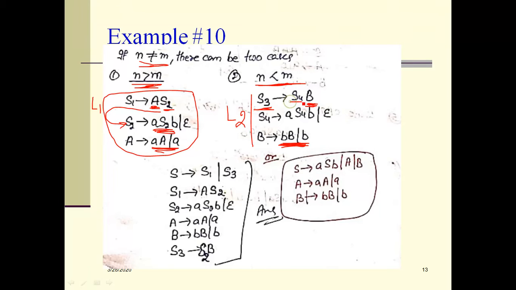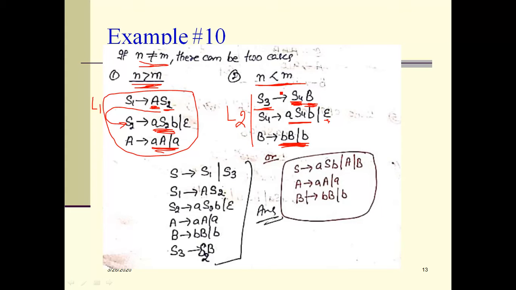And this S4 will generate an equal number of a and b. This S4 you can terminate using an empty string also, and then any number of a's and b's, but the number of a and the number of b will be the same in the string generated by S4, followed by one or more b's. So previously this will generate an equal number of a and b, and finally b will generate one or more b's. So obviously the number of b in this part is more, right?